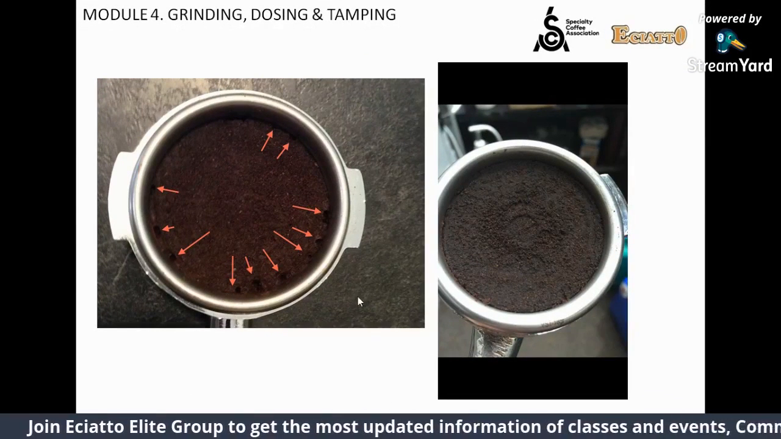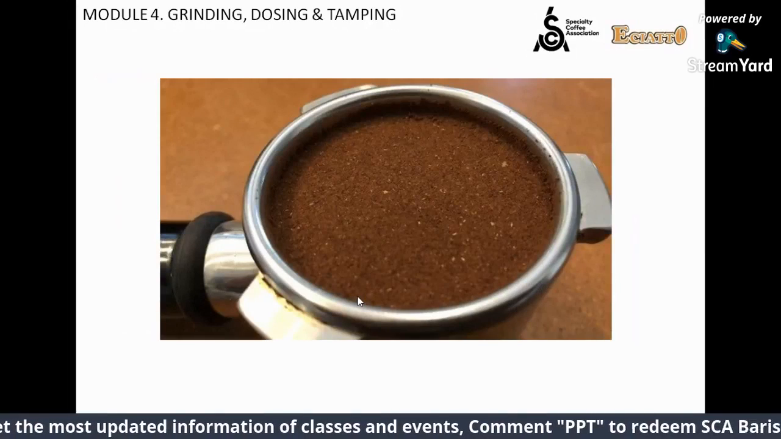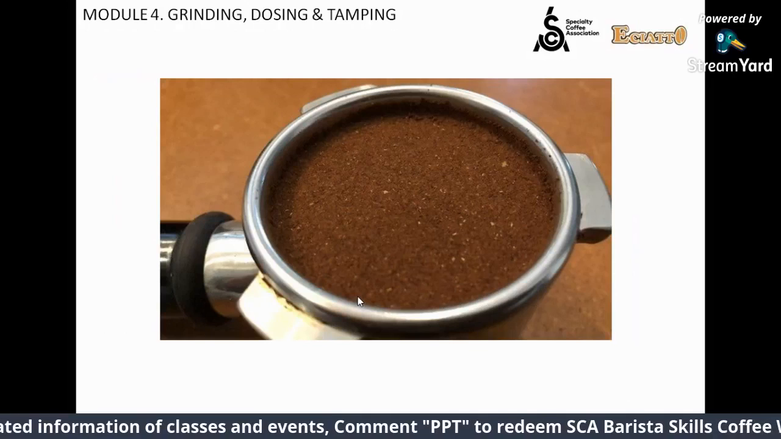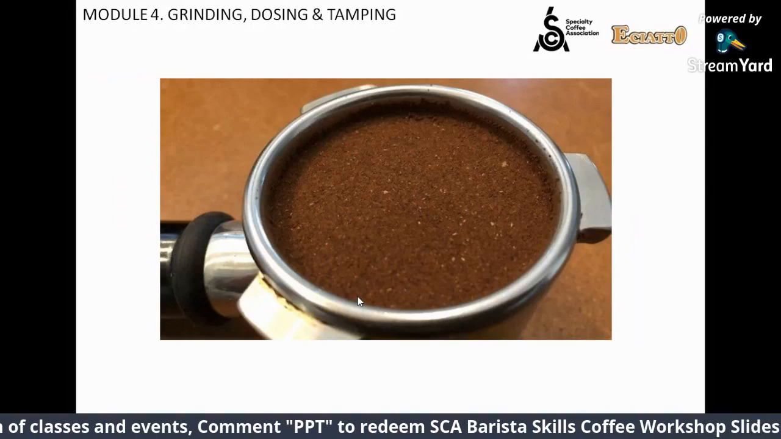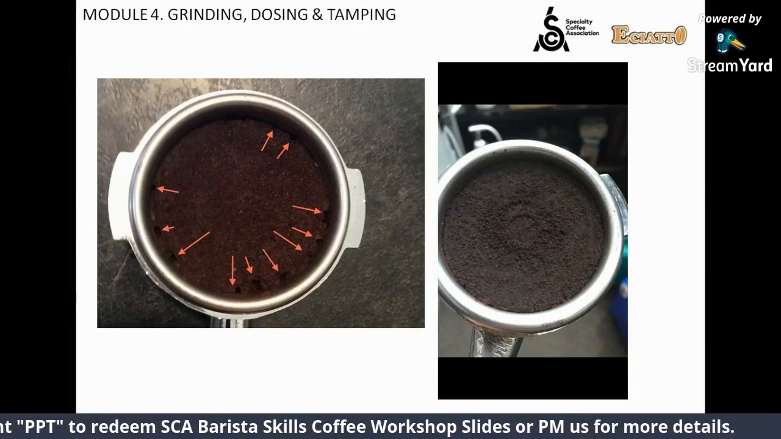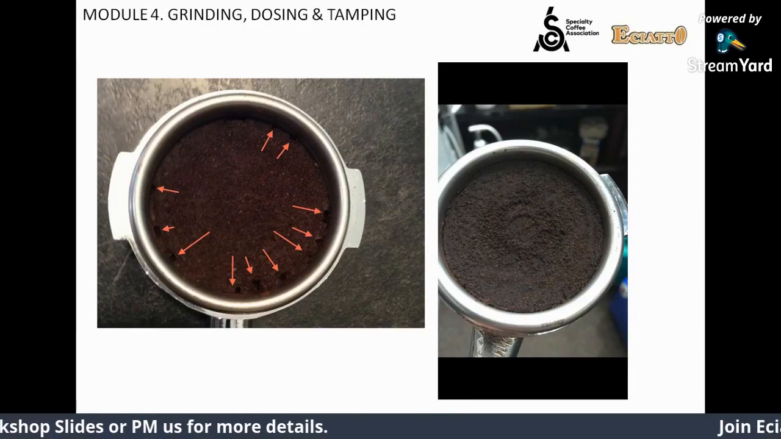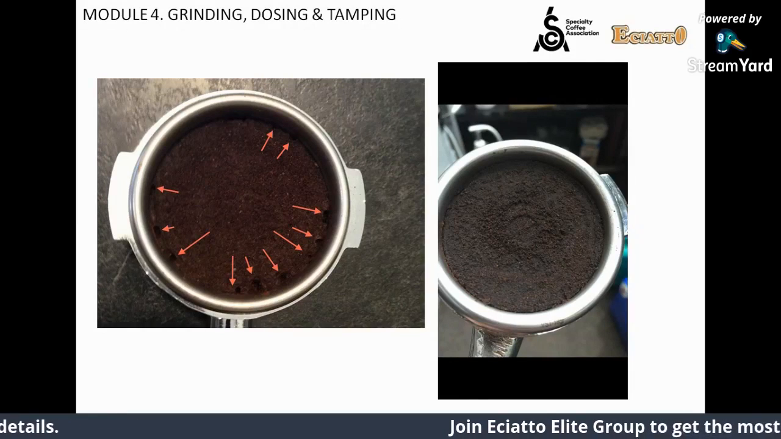Let's go to the slides. Just now we covered the part that comes after you get your shots done. If you face a lot of holes in your puck, feel free to drop us a comment, then we're going to go into further details on this tomorrow morning.